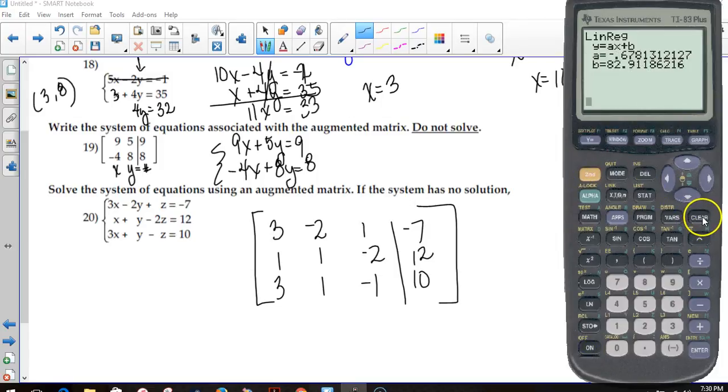From the main screen, I'm going to clear that out. Go into Second Matrix. Go over to Edit. Click Enter on A. This is a 3 by 4. And now I just need to type in my rows.